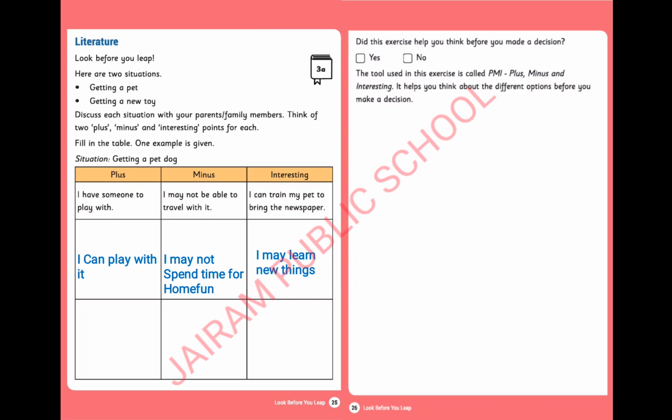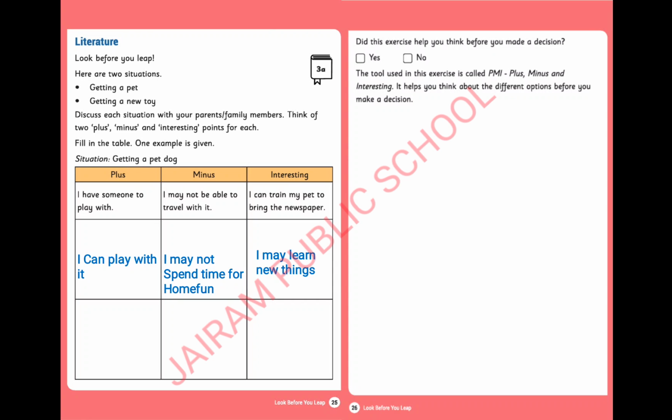The interesting thing is I may learn new things. For example, if you are buying building blocks or remote plane or car, whatever it may be, if you are buying a toy which is useful, carom or chess, whatever it may be, think about it. It will be useful for you, so you will learn new things. Yes, I hope you understood children.